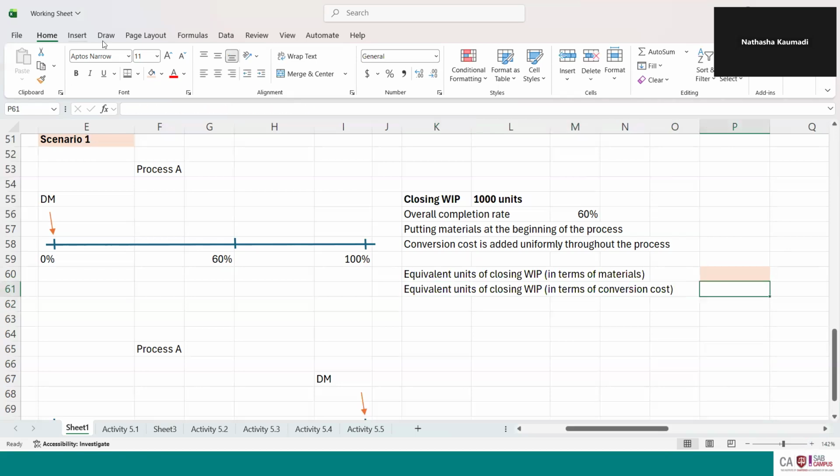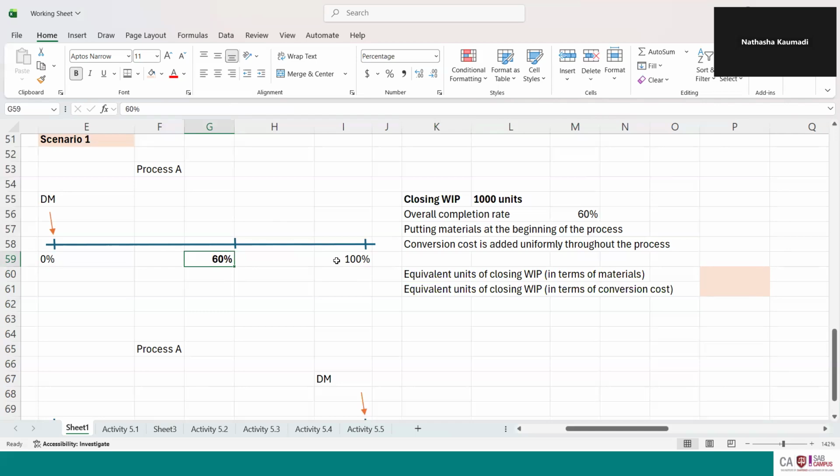Right. Shall we take the values? You have to have this knowledge when you are calculating bigger calculations. So that is why I'm taking different scenarios. Right. Think about materials. Now, where are we at now? What is our completion rate for these 1,000 units? 60%. We are here. Okay.